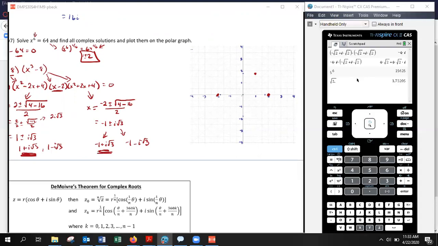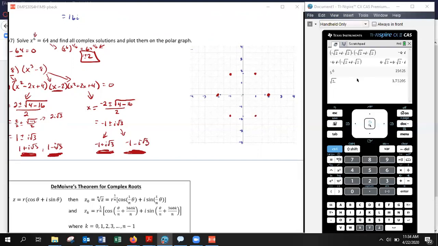Let's go ahead and plot this second point, this negative 1 plus i square root of 3, which ends up being right there. Our third point, let's continue around. So this would be our quadrant 3 answer, negative 1 minus i square root of 3, which would be right here. And then our quadrant 4 answer would be right there.